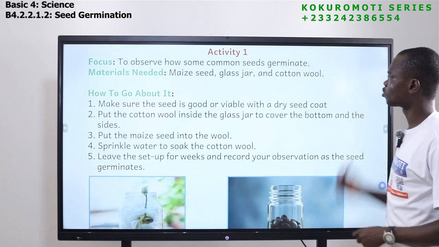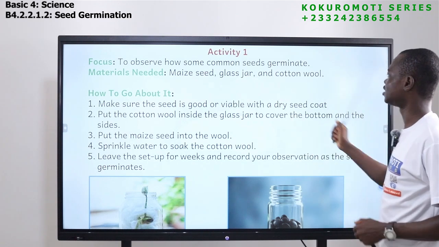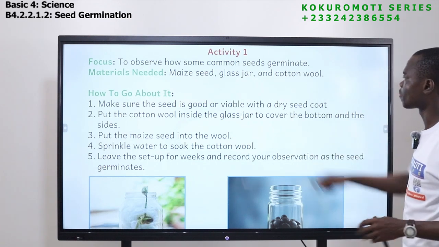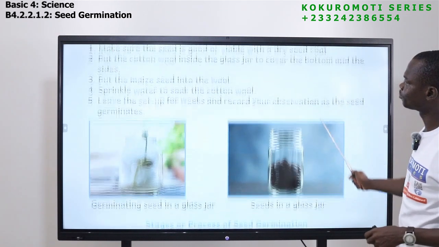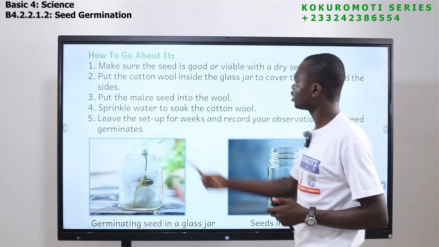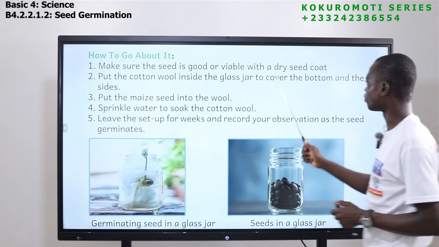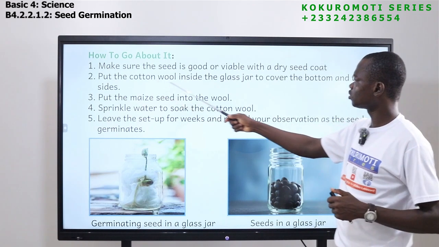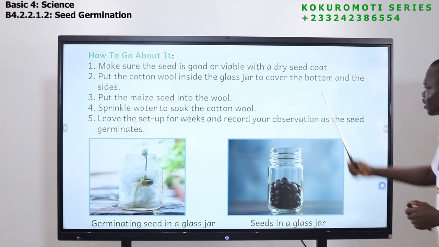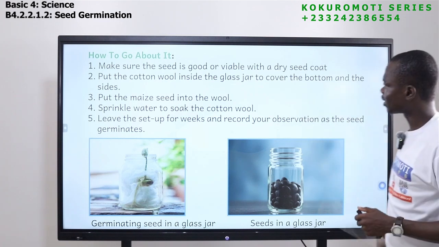What's the focus? The focus is to observe how some common seeds germinate. Materials needed: we have maize seed, glass jar, and cotton wool. So here, how to go about it. 1, make sure the seed is good or viable with a dry seed coat. 2, put the cotton wool inside the glass jar to cover the bottom and the sides.